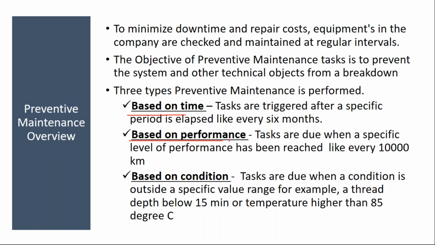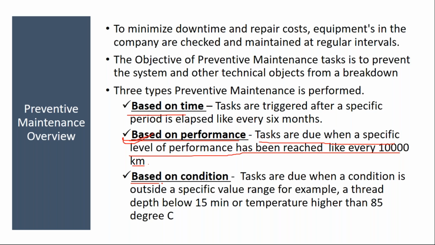Next one is performance based. This is also called counter based. Tasks are due when a specific level of performance has been reached, like every 10,000 kilometers. For example, suppose you have a car. Normally, after the car reaches 50,000 kilometers, they will change the tires. That is counter based. Suppose in the machines in the organization, after the machine runs 10,000 hours, they need to change some spare parts. All of those come under performance based. It is also called counter based.